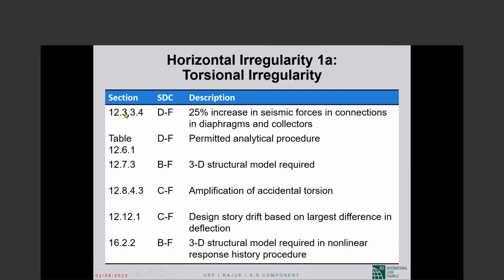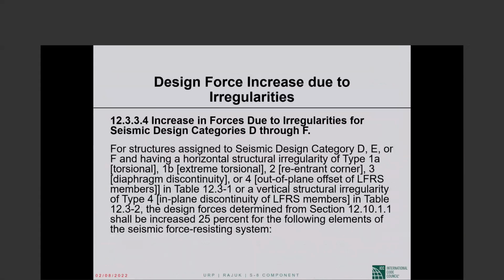12.3.3.4 is the section that we are being asked to go to if we have torsional irregularity type 1A. So this is in detail. For structures assigned to seismic design category D through F and having a horizontal structural irregularity 1A, 1B, 2 re-entrant corner, 3 diaphragm discontinuity, 4 out of plane offset, or 5 nonparallel system. So many times this section will be invoked.